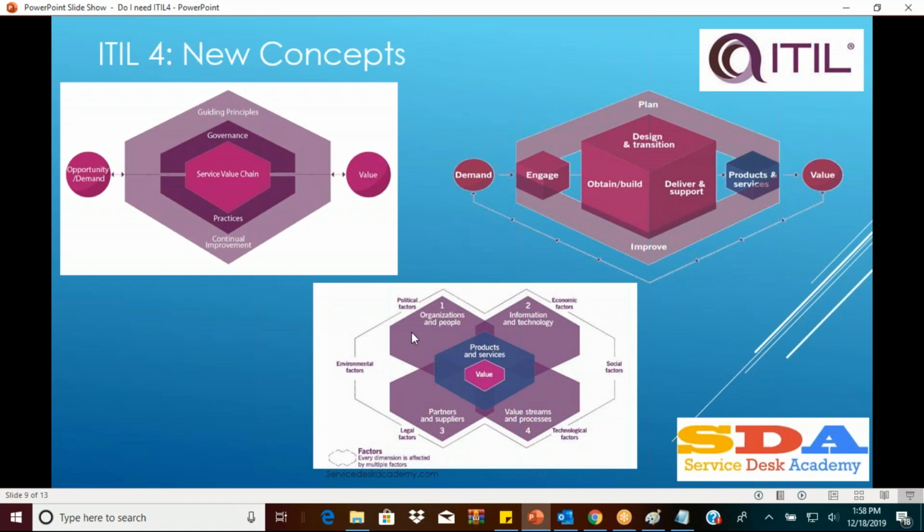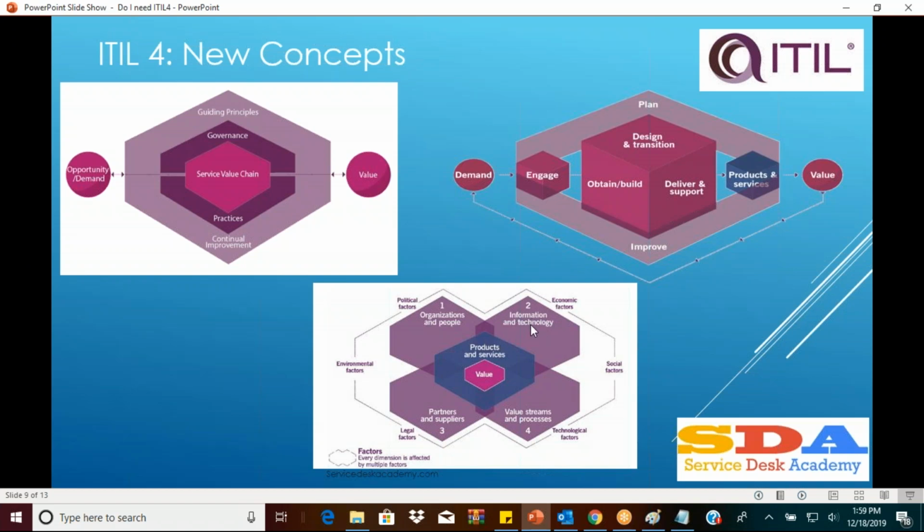So without organization and people, can service management or a service management organization survive? No, not at all. It's not possible. So this is one of the primary dimensions. The next one is information and technology. So today, is there any organization which can work without information and technology? Absolutely not possible. So information and technology is another dimension.